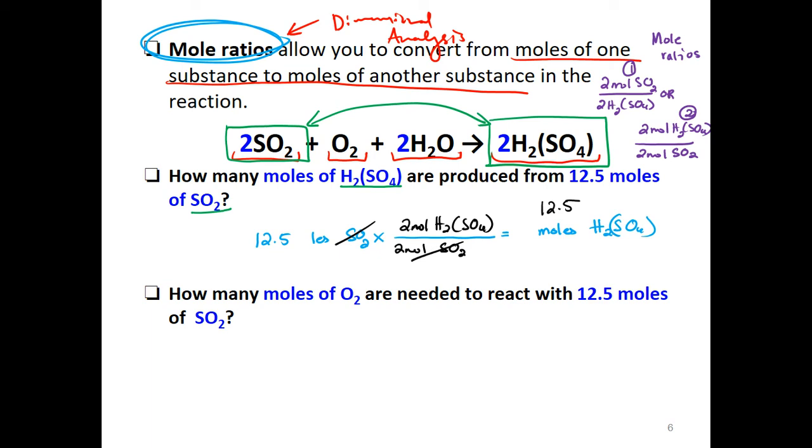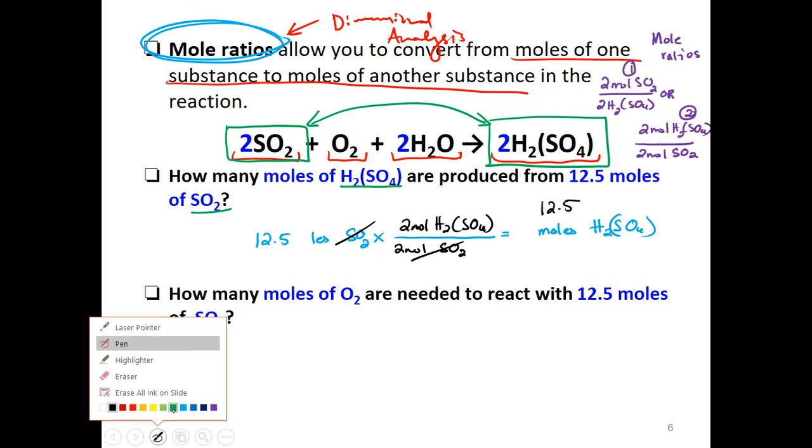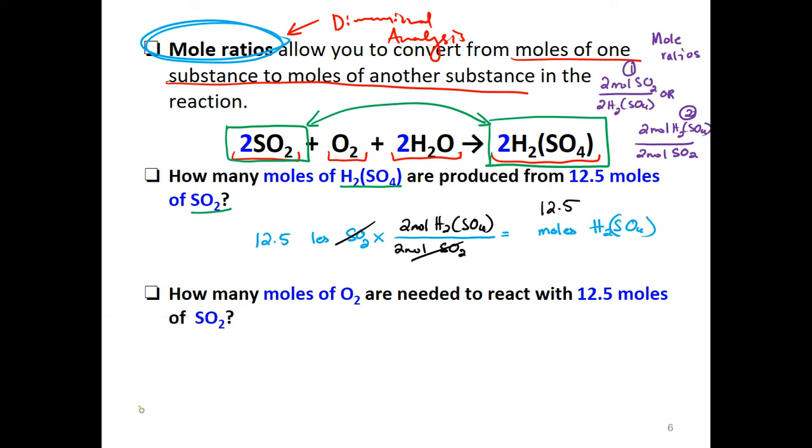Okay, so let's look at the second question. The second question is asking us to compare two different compounds. So how many moles of O2 are needed to react with 12.5 moles of SO2? So it's asking us to compare O2 and SO2. How do we know? Because the question has O2 and SO2. Those are the two things being compared. So I'm comparing this and this, okay?